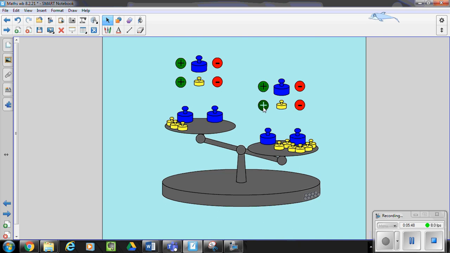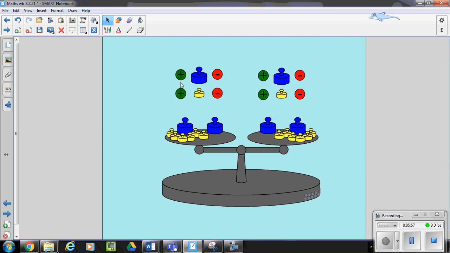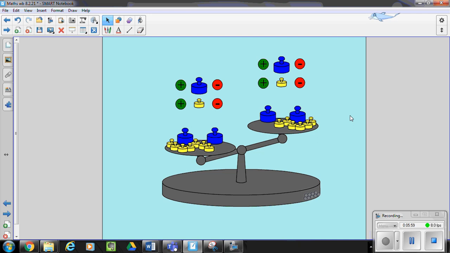I'm going to add some more weights on. And what do you notice now? This side now is the heaviest and this side is the lightest. So those are the words that we need to be using today. Heavier, heaviest, lighter and lightest.